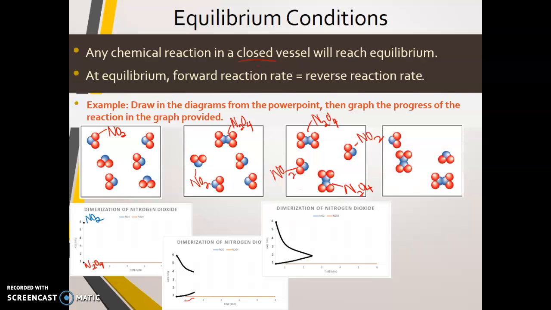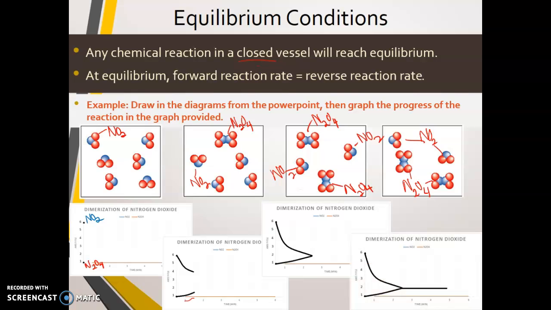And then here in the last picture, we still have 2 of our N2O4 molecules, and we have 2 of our NO2 molecules. So we don't see any change that has happened in the number of molecules. And at this point, you're not going to see any change in concentration. This is the equilibrium, because after this third picture, we don't see any change in the concentrations.